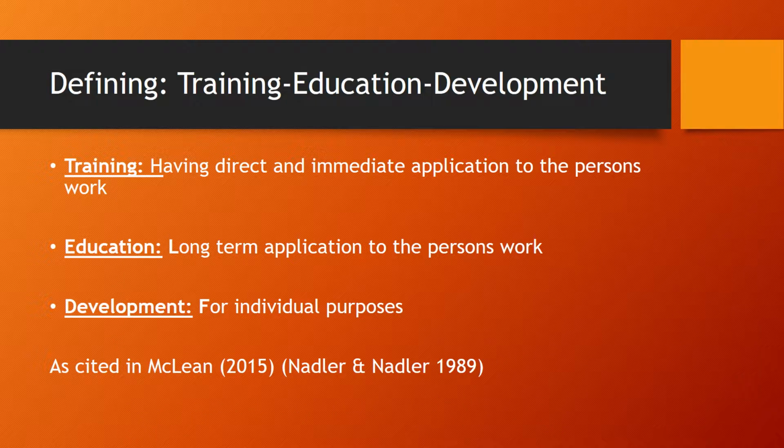To better understand training, education, and development, we should break down and define each word. As cited in McLean 2015, in 1970, Len Nadler laid out his model for defining human resource development. Training he described as having direct and immediate application to the person's work. Education having long-term application to the person's work. Development would be for individual purposes.